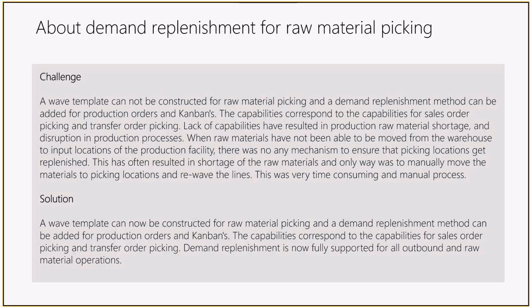But to go back to the solution, now we have a wave template for raw material picking, both the production order type and the Kanban, that can have a method called demand replenishment added, and it works exactly the same and has the same capabilities as we have seen for the sales demand replenishment, which means that we can have unreserved quantities set. And what is that?